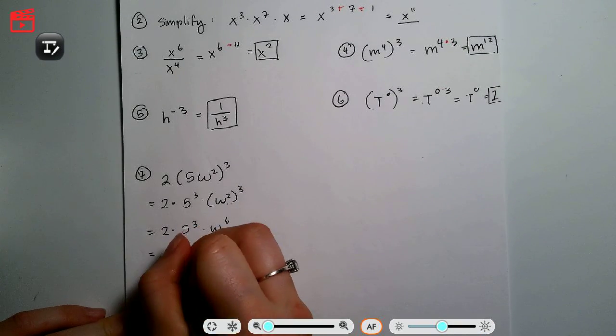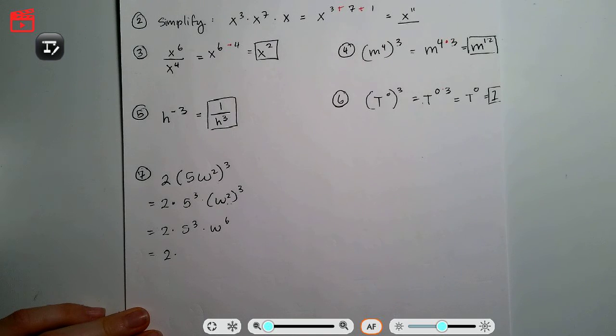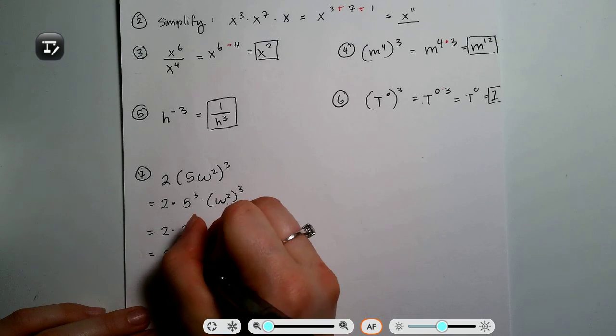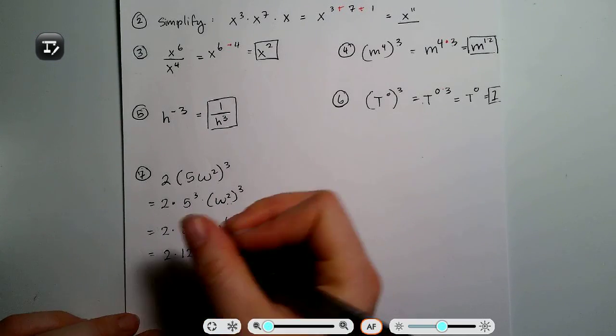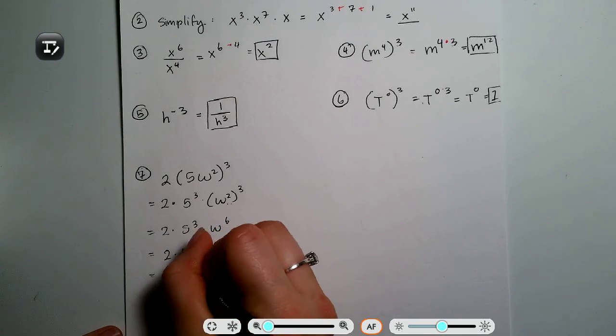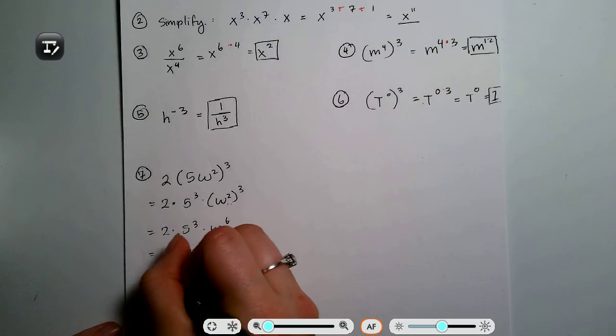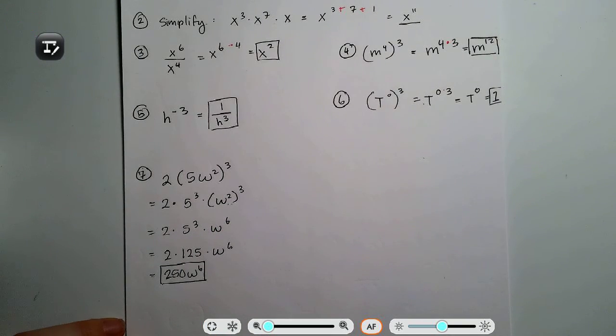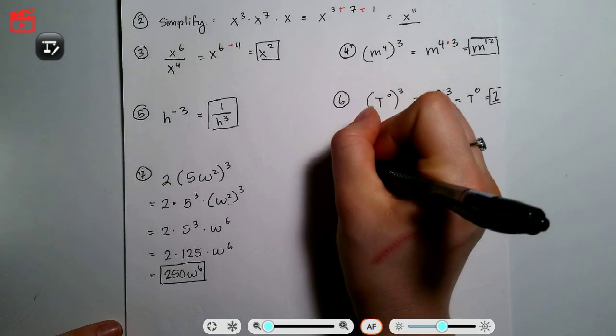And simplifying, I have 2 times 5 cubed is, 5 times 5 is 25, and 25 times 5 is 125. Times w to the 6. And 125 times 2, what is that? 250? Yep, 250. So 250 w to the 6th power. So this one was interesting because we had to use 2 rules of exponents. All right, let's take a look at number 8.